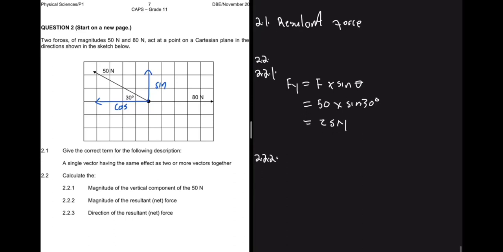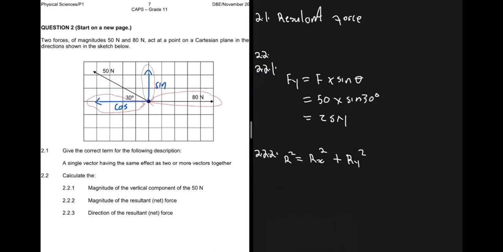So we know fully well that the resultant force squared is equal to the x component of the resultant force squared plus the y component of the resultant force squared. So let's look at the x components of the resultant force. We have the 80 Newton force pushing to the right, and then we have this component here which we have determined, which is pulling to the left. And on our vertical axis, we only have the vertical component of the 50 Newton force.